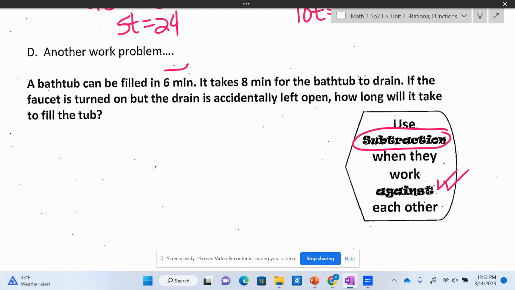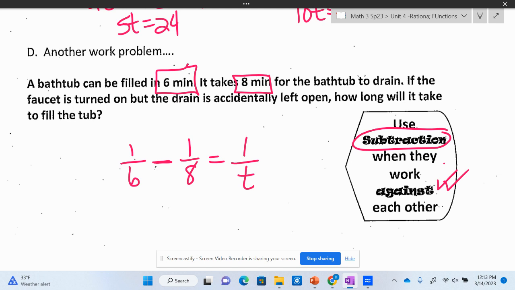So if it takes 6 minutes to fill it, then 1/6 is the fraction that I'm going to use to represent that, right? That's the time it's going to take me to fill. Minus, they're working against each other. How am I going to represent this 8 minutes in terms of a fraction? 1/8. And what am I calculating? The total time, 1/t.